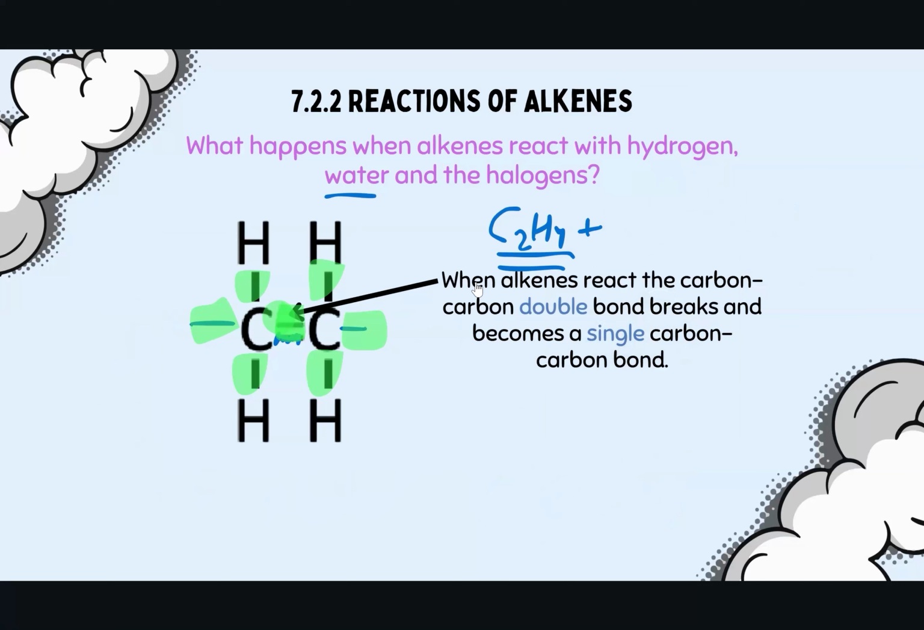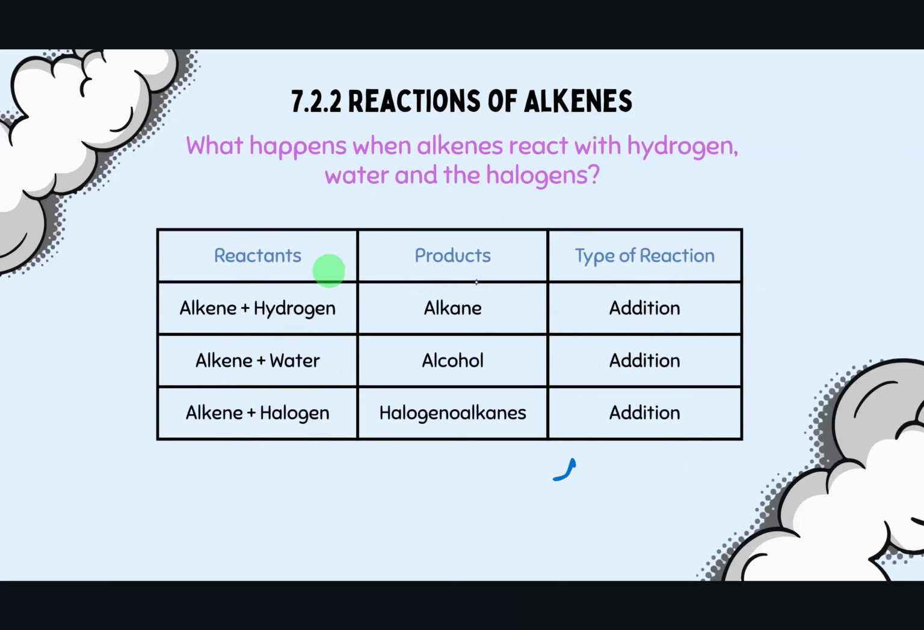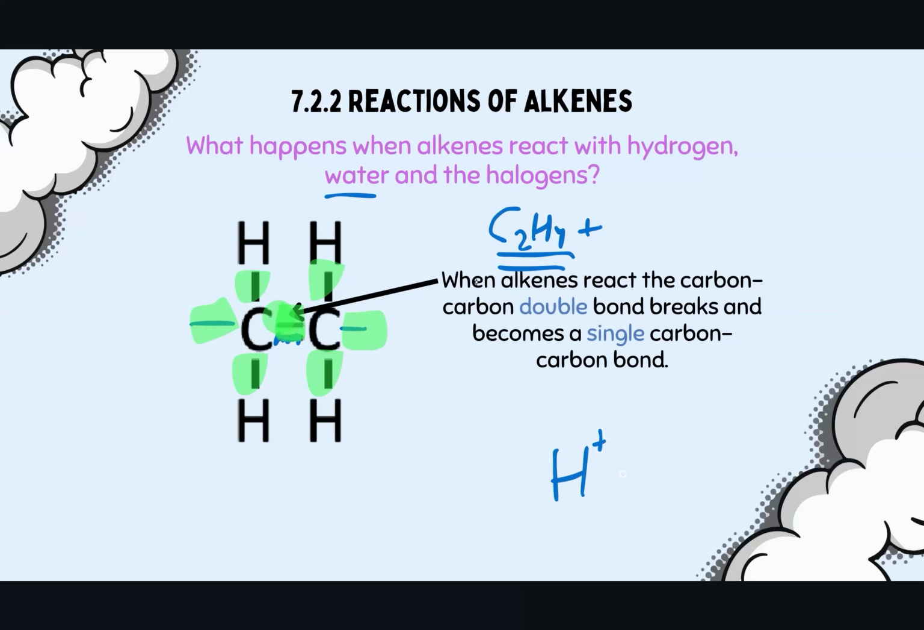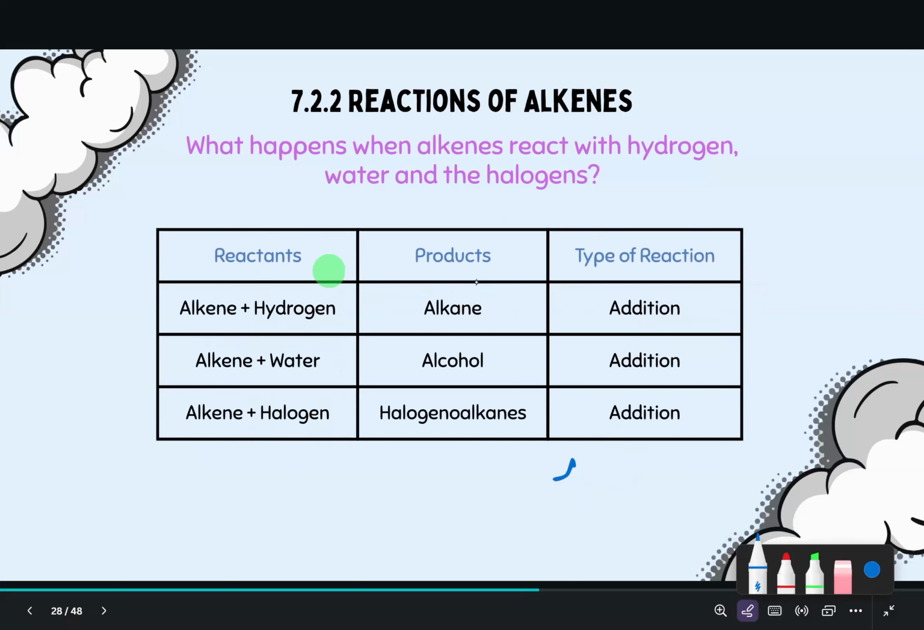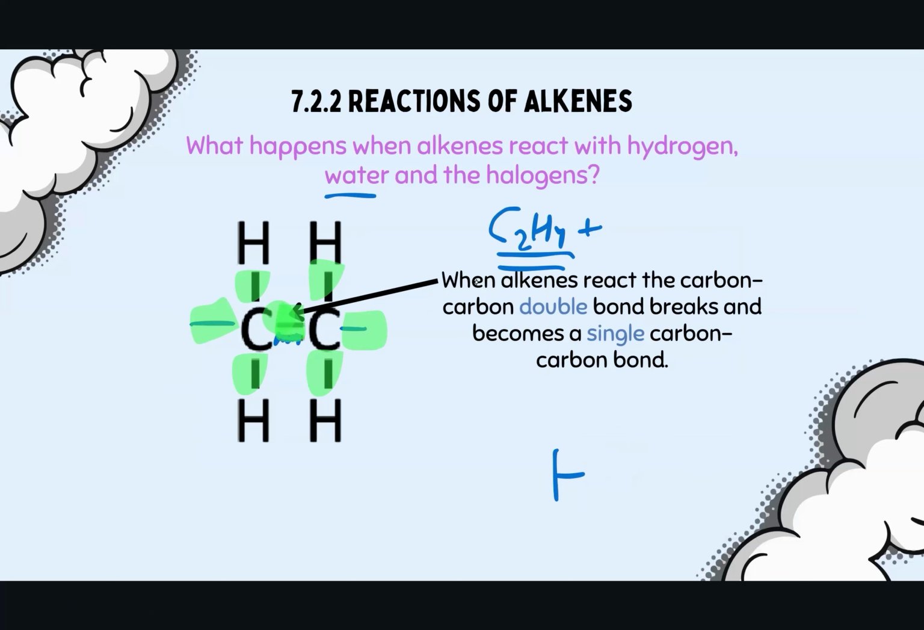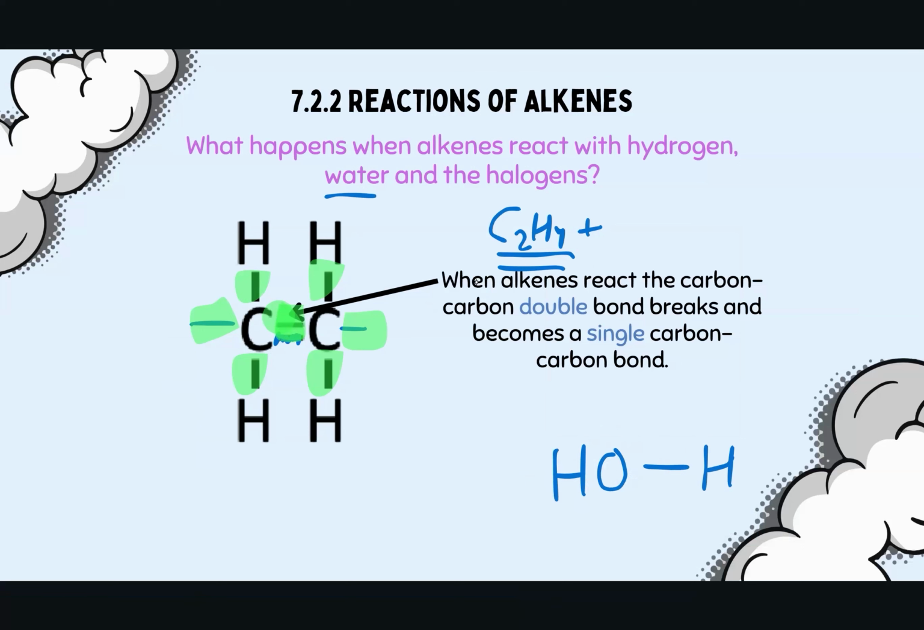Let's look at water. Now, if you think back to acids, water is actually an H plus group attached to an OH minus group. But in terms of covalent bonds, we usually draw it like this. Now, when they split, it splits into H and OH. So again, we're hydrating the ethene here. We're adding water to it.